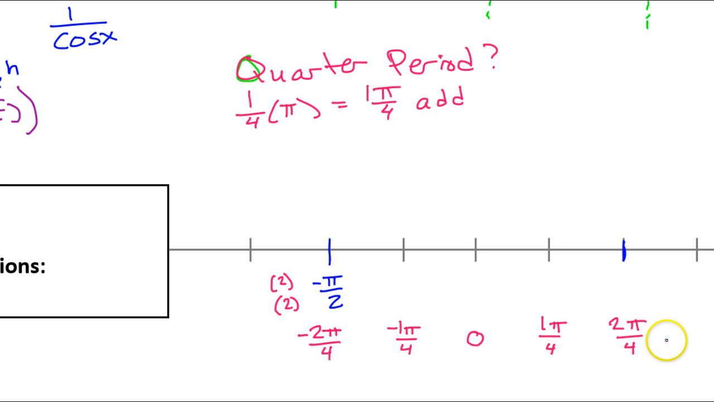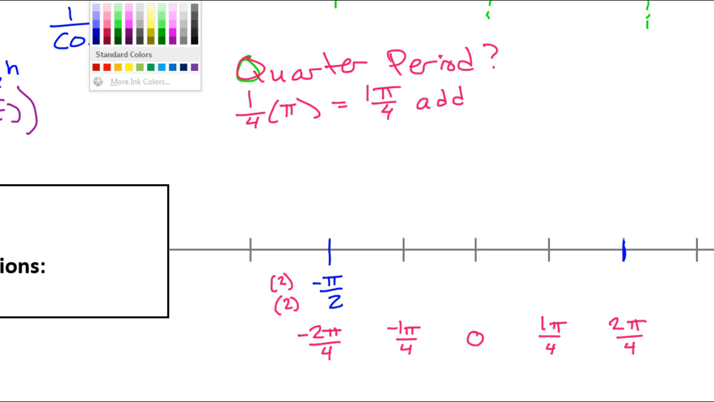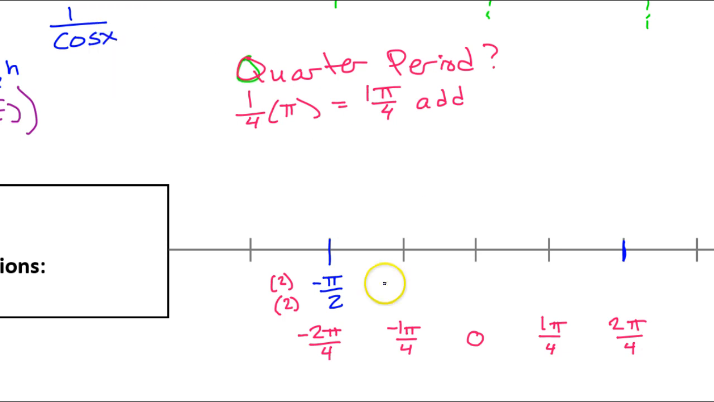Okay, I put these down here just in case I needed to reduce anything. Most of these don't reduce. This is just negative pi over 4. 0 is just 0. This is positive pi over 4. This is the only one that really reduces, so this is pi over 2.